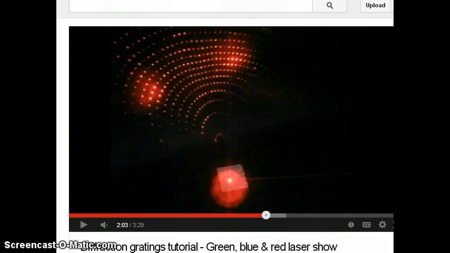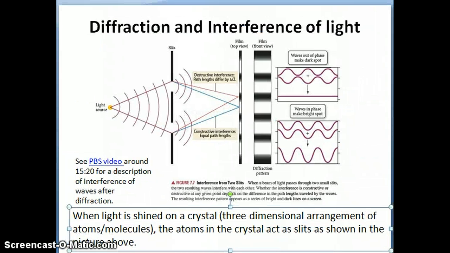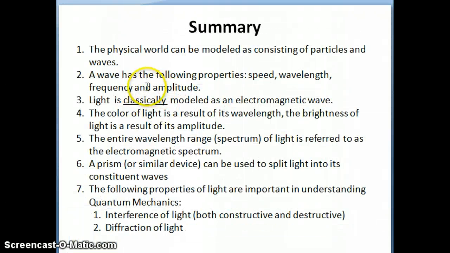So going back to the slide itself, I want to, at the end, summarize some of the information we talked about in this section. First off, the idea is that the physical world can be modeled as either particles or waves. In this section, we really talk only about waves, because that's what is going to help us understand quantum mechanics. Now, a wave has the following properties, as I mentioned: you have speed, wavelength, frequency, and amplitude. So you need to know what these things mean.